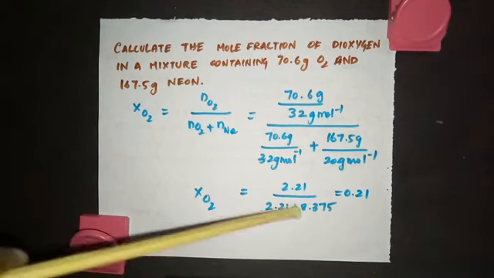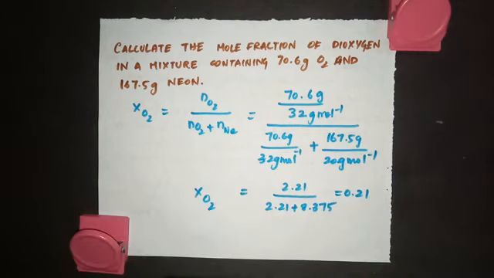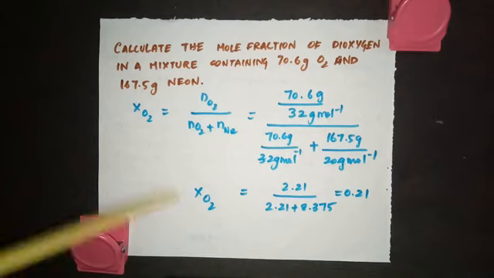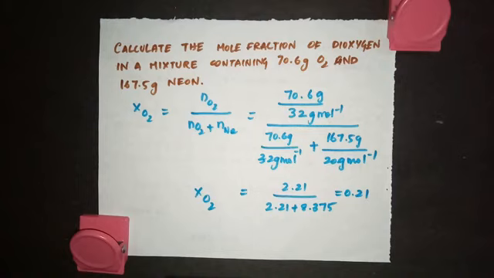You have to add this together and then divide. So the answer is 0.21. So XO2, what is XO2? Mole fraction of O2 is equal to 0.21. Now, remember one thing, for mole fraction, you don't use any units.